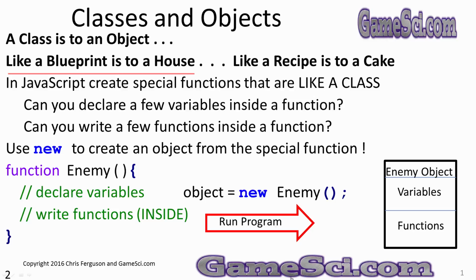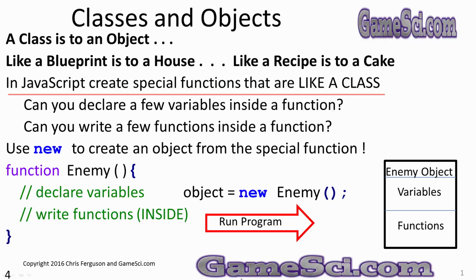Or think about it this way, like a recipe is to a cake. A recipe is a complete set of instructions, a list of ingredients, and the steps to take to make a cake. It's how to build a cake. Well, that's the relationship between a class and an object. The class is the blueprint for building an object. The class is the recipe for building an object.